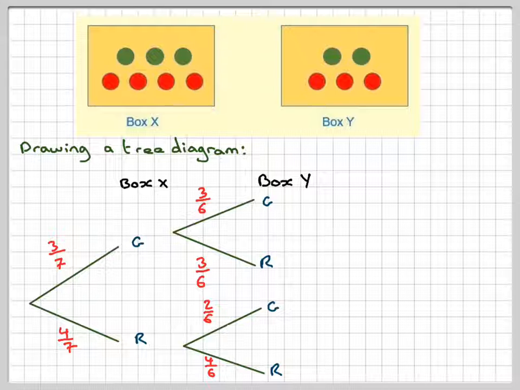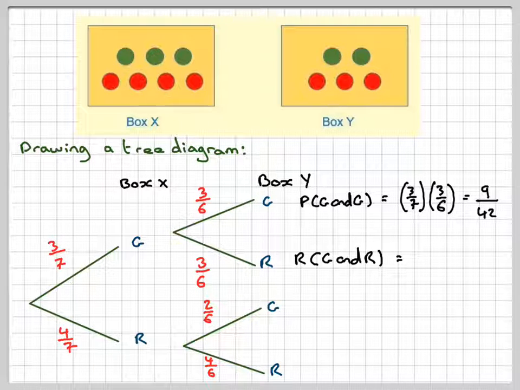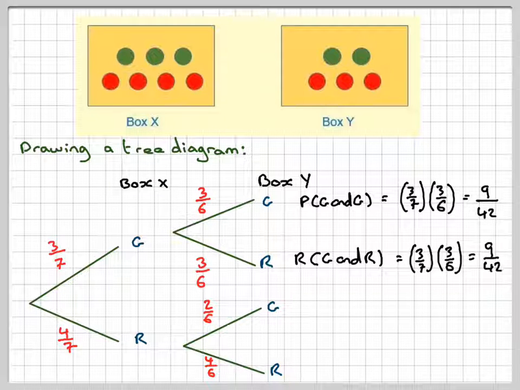Okay, so that's the first important thing, is to draw that tree diagram to try to understand the problem. Now at the end we can work out the probability. So the probability of green and a green is going to be 3/7 times 3/6, which is 9 out of 42. The probability of a green and a red is going to be 3/7 times 3/6, again, which is 9 out of 42.